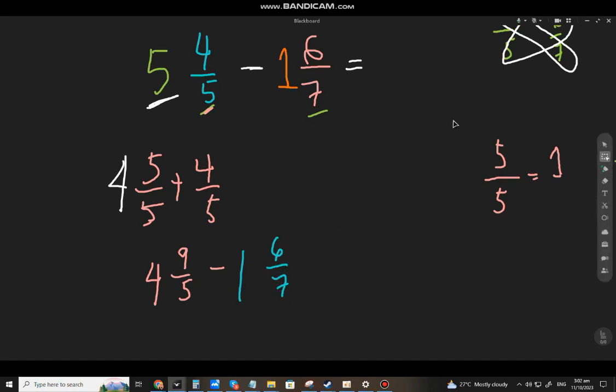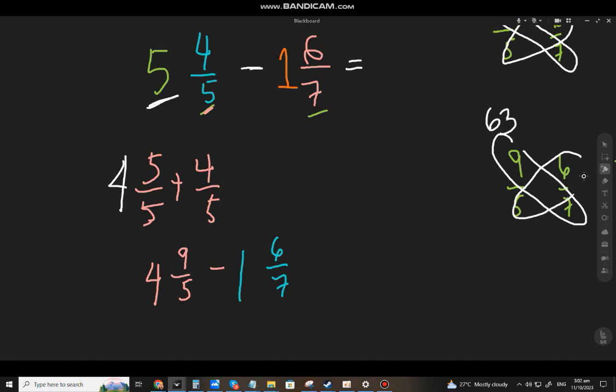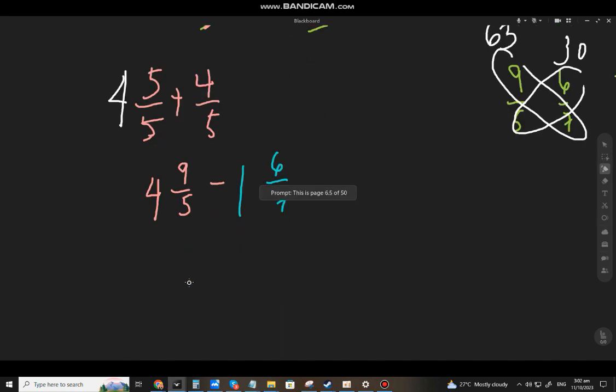Now let's check if 9/5 is greater than 6 over 7. Obviously, but let's check. 9 times 7 will be 63. 6 times 5 will be 30. So we know that it is greater. There will be no problems anymore. Now we focus on the fractions.